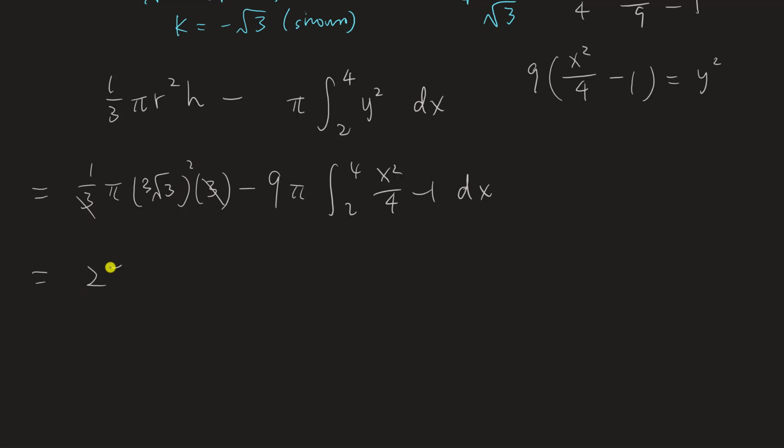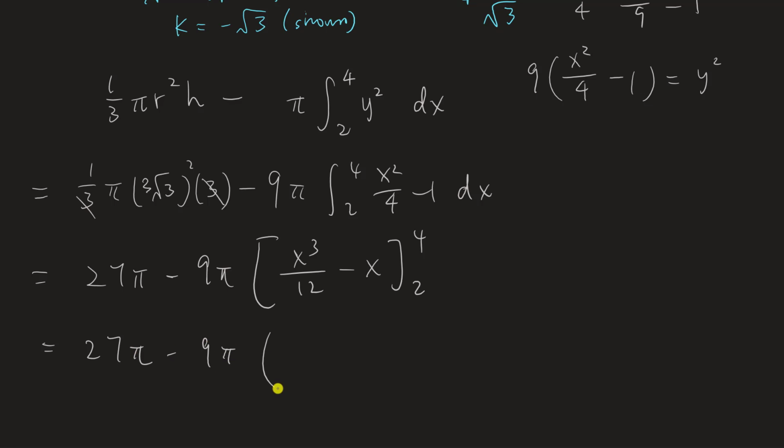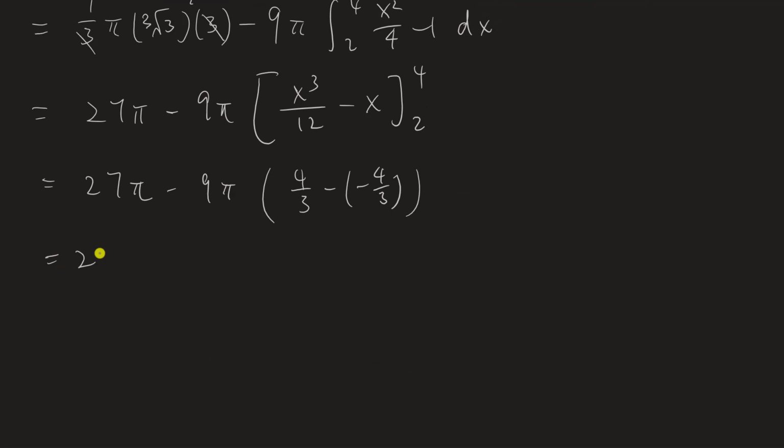This will give you 27 pi minus 9 pi. Here you will get x cubed over 12 minus x evaluated from 2 to 4, which will give you 27 pi minus 9 pi times, subbing in 4 will give you 4/3, subbing in 2 will give you negative 4/3 as well, so this minus negative 4/3. 27 pi minus, here you get 8/3, cancel, 3 times 8, 24, final answer, 3 pi.